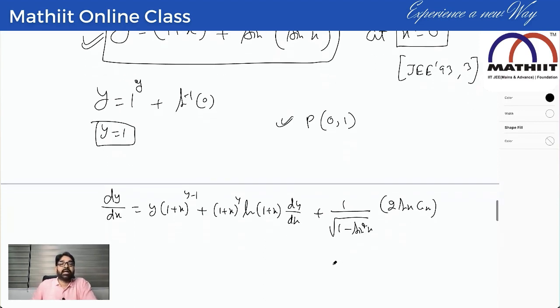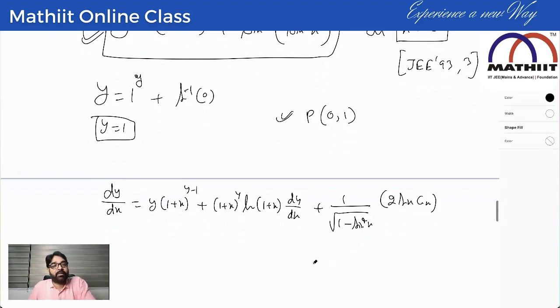Did you understand the line? As I told you, never try to separate dy by dx. This is called the differential equation. In this differential equation, just put the point of tangency, meaning x is replaced by 0 and y is replaced by 1. So dy by dx at (0, 1) will become the slope of tangent at P.